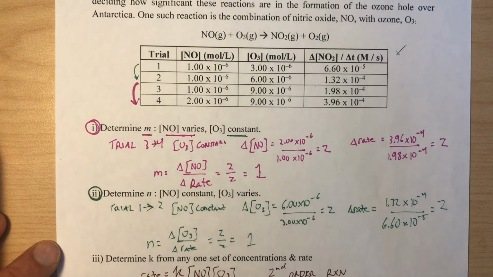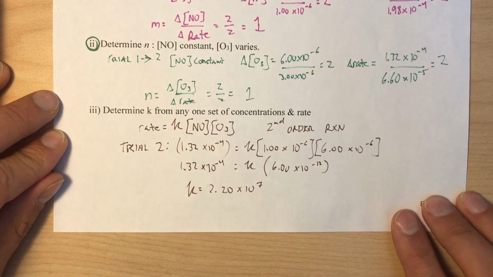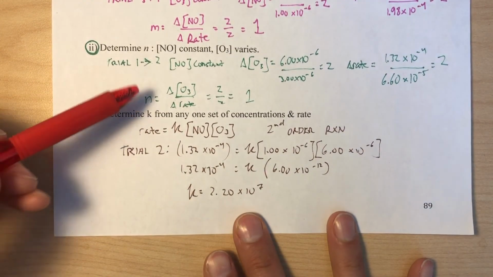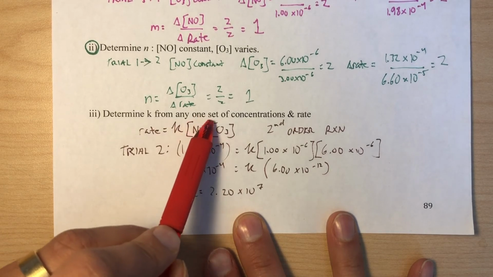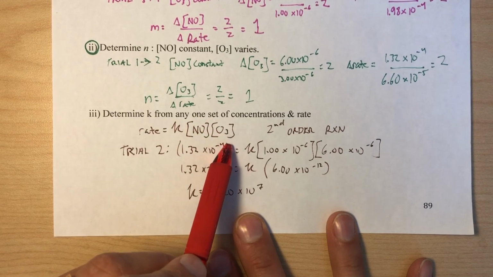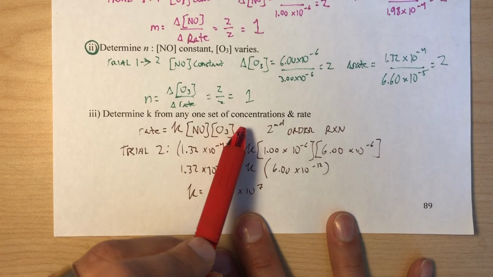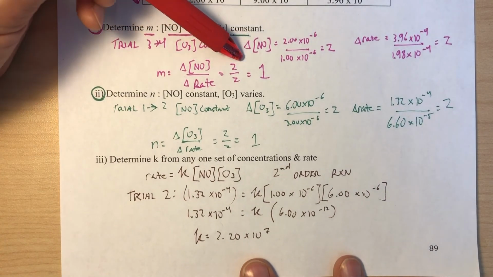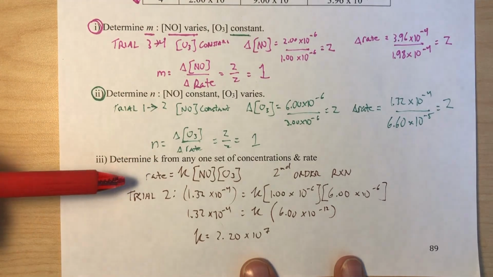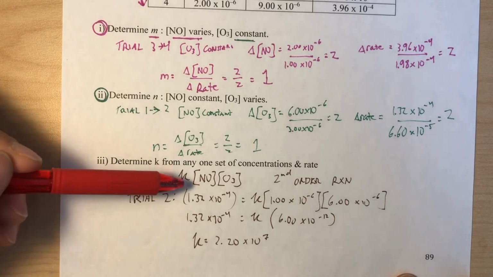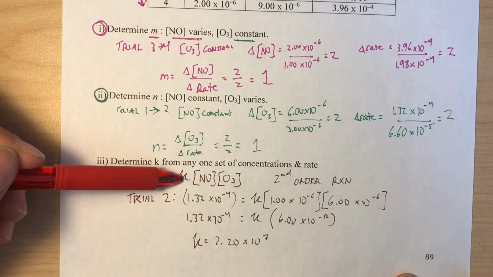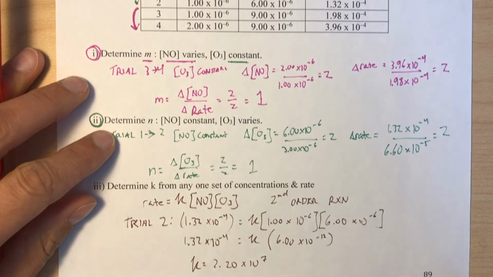We can now write the rate law. Our rate law is going to be equal to K times the concentration of NO raised to the power of m times ozone raised to the power of n. We have just calculated that m and n are both equal to 1, so this is our rate law for this reaction, and it is a second-order reaction. We now need to calculate the value of our rate constant, and we can use any trial for that information.